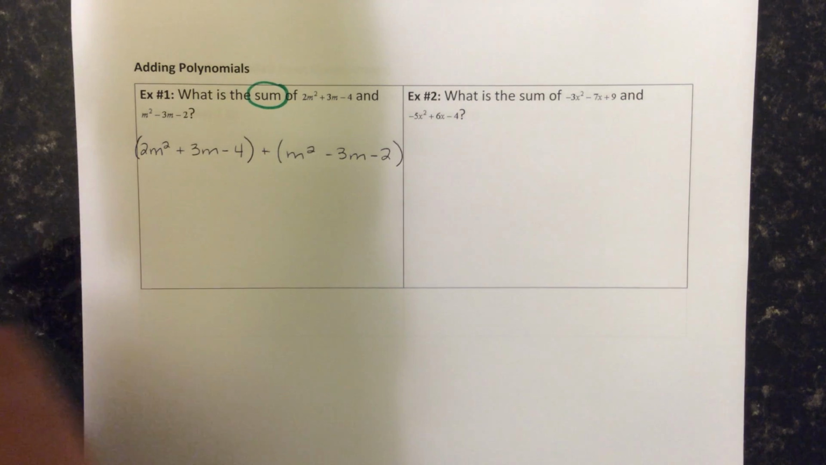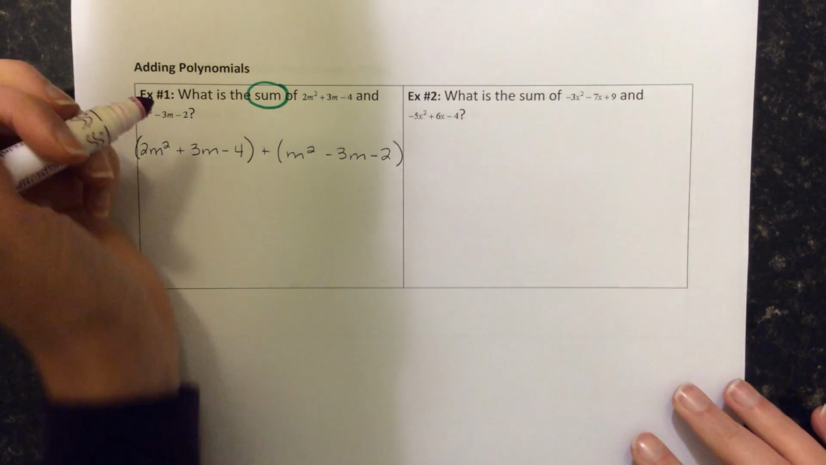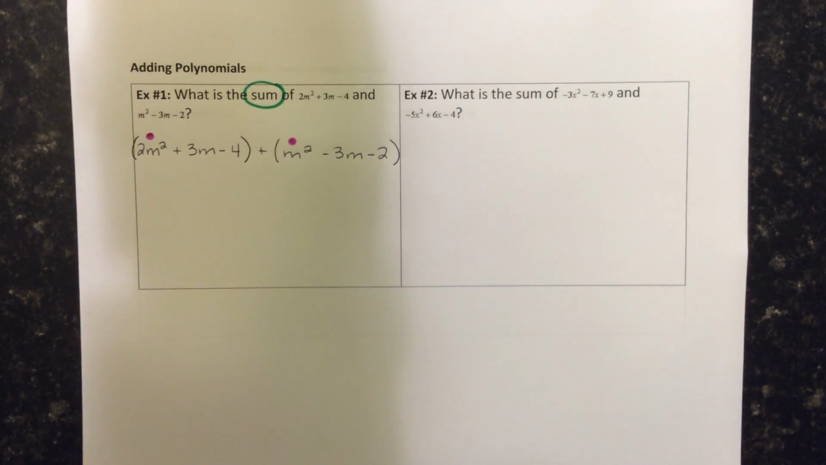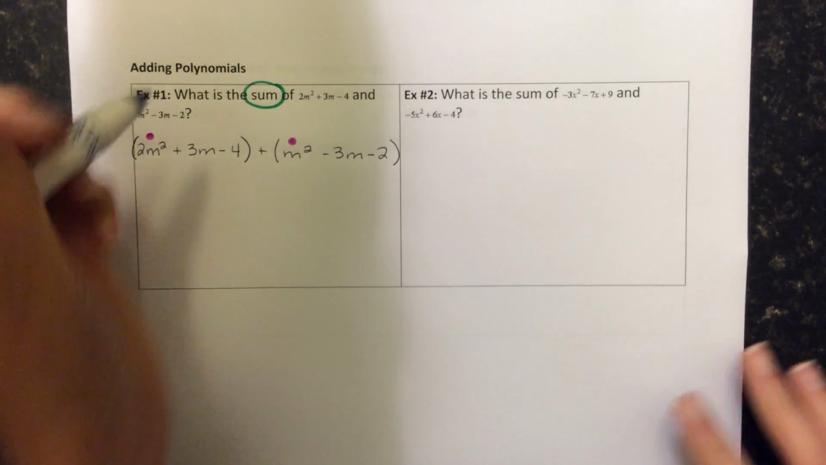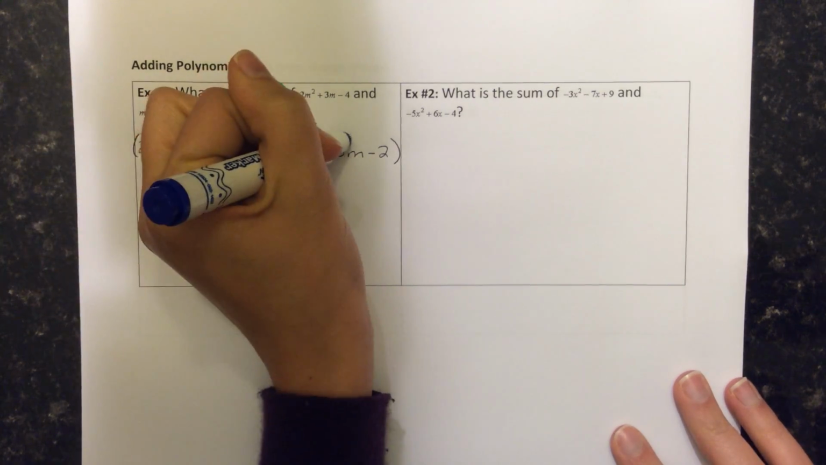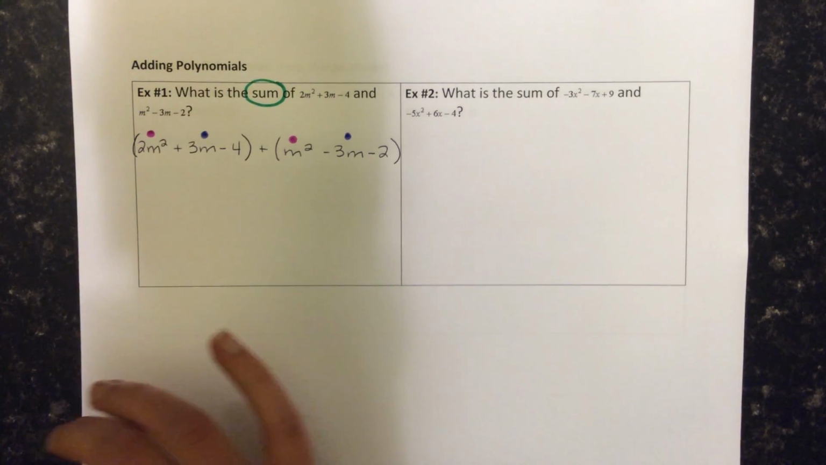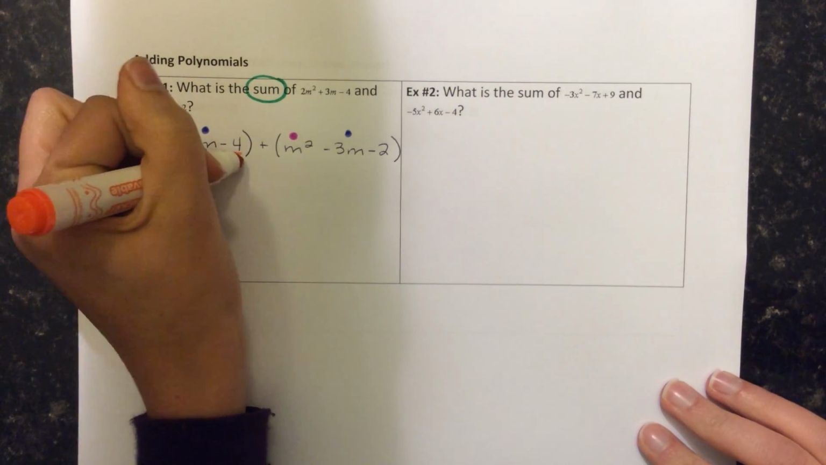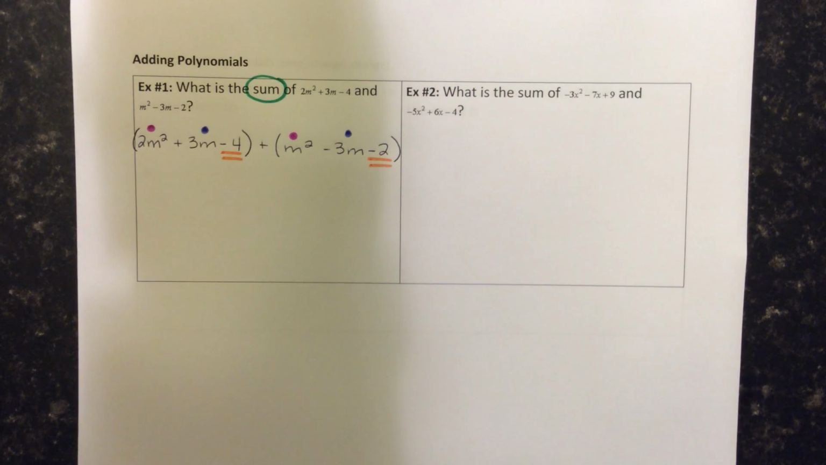variables that match. So I have an m squared here and an m squared here. I will be adding those. I have a regular m here and a regular m here. I'll be adding those. And then you'll see my constants, which have no variables. I have this and this right here.